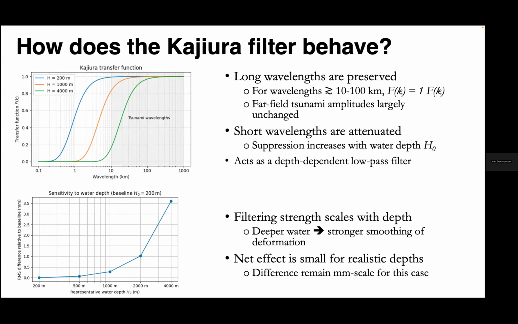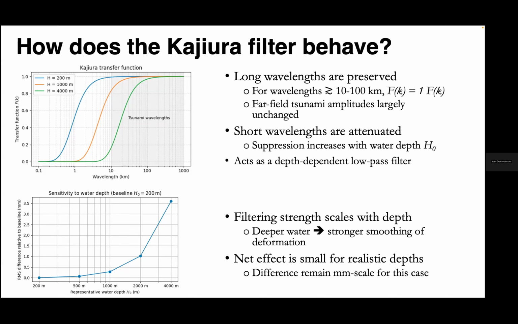So how does the filter actually behave? The key concept, which I want to show here in the upper transfer function plot, is that the long wavelengths pass through unchanged, while the short wavelengths are increasingly being attenuated. And this behavior is essentially equivalent to a depth-dependent low-pass filter. So, for example, when the transfer function is close to 1, the seafloor deformation is transmitted almost directly to the surface. So the filter has very little effect at those scales.